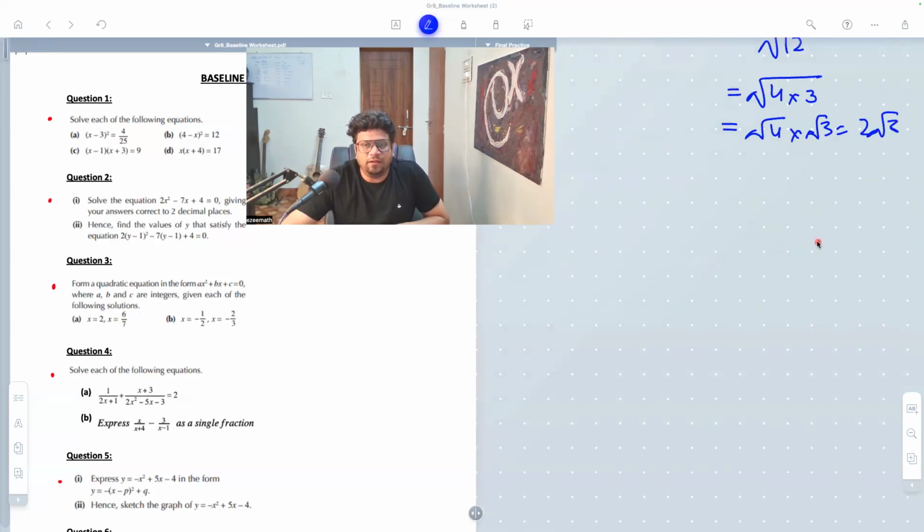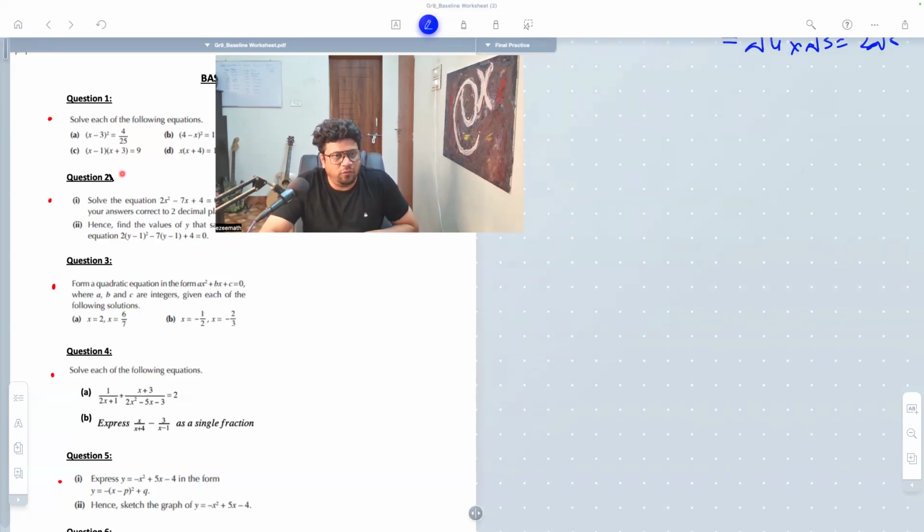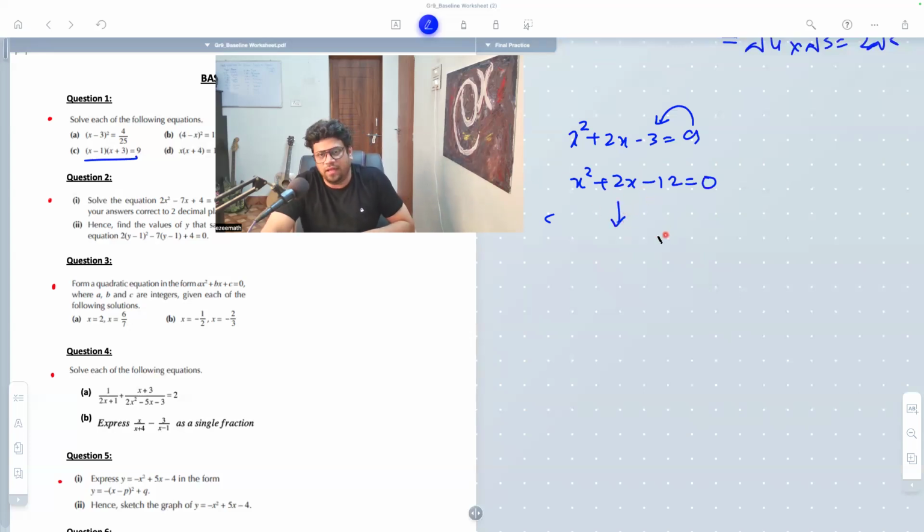Okay, the other one, part C, you're going to have to look at that. In part C, you're going to have to multiply the brackets. When you do that, (x minus 1) into (x plus 3) comes out to be x squared plus 2x minus 3 equals 9. And from there you take the 9 to the other side, it becomes x squared plus 2x minus 12. And of course, you can solve it from there.